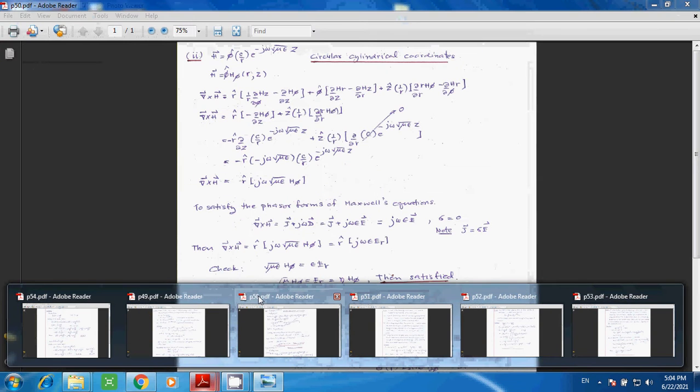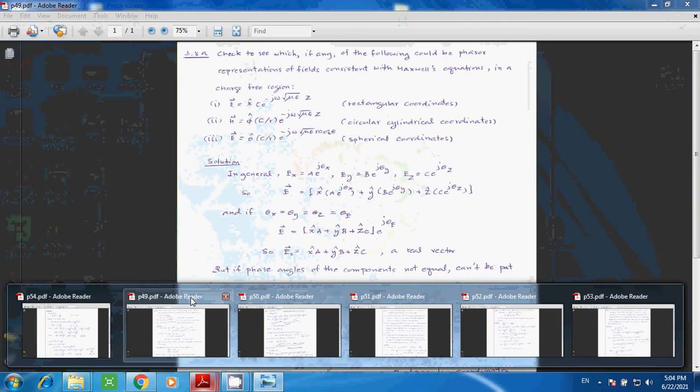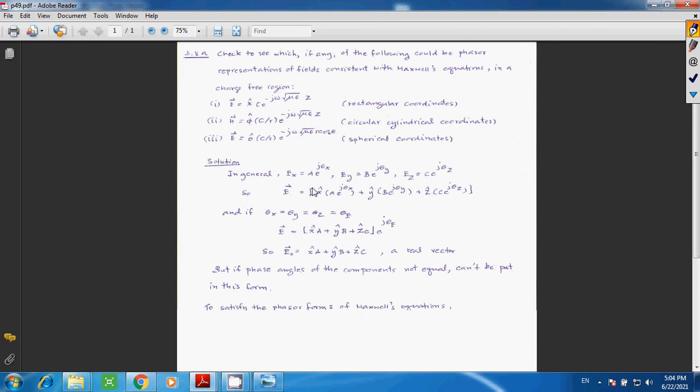This one is going to be chapter 3. So let's start with problem 3.8. They ask you to check to see which, if any, of the following could be phasor representations of fields consistent with the Maxwell equations in a source-free region.